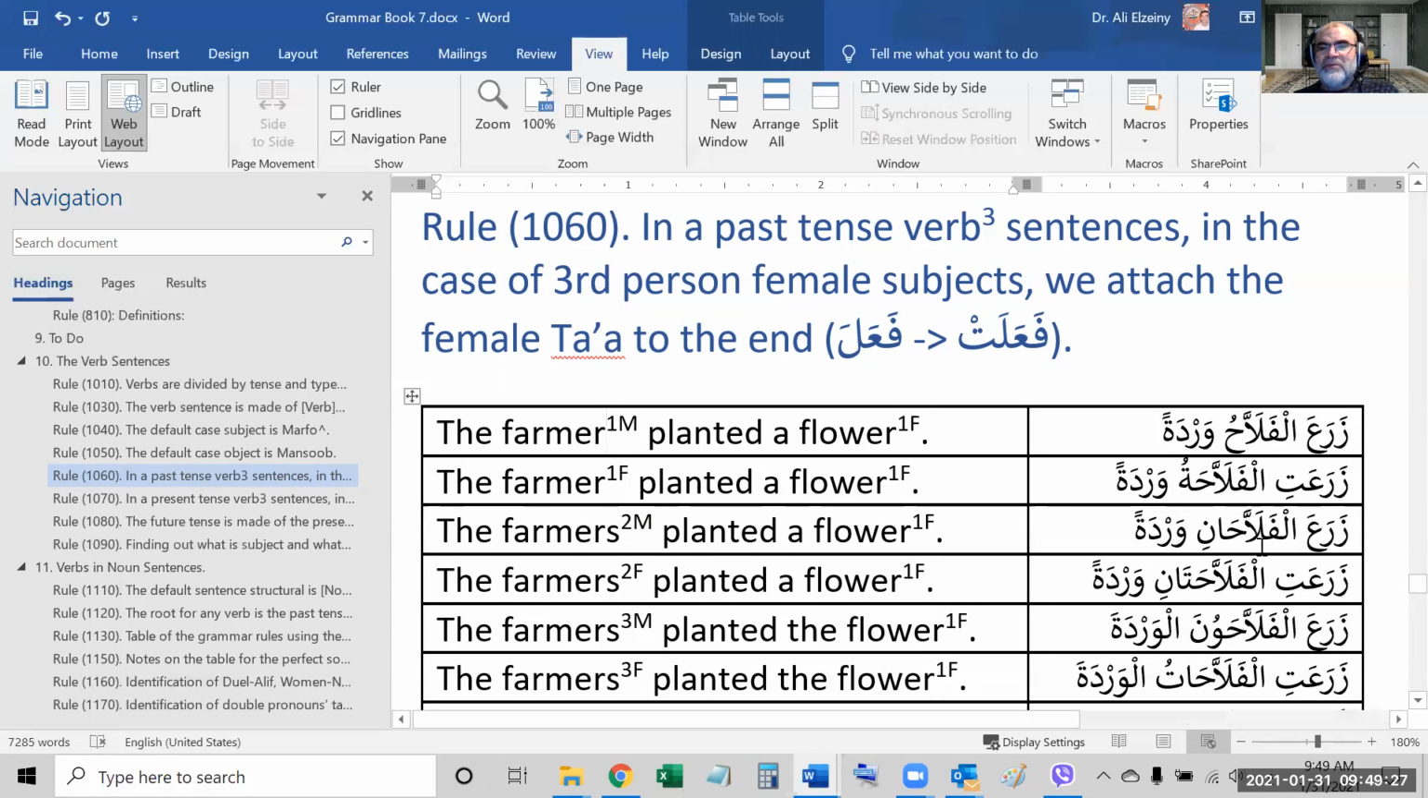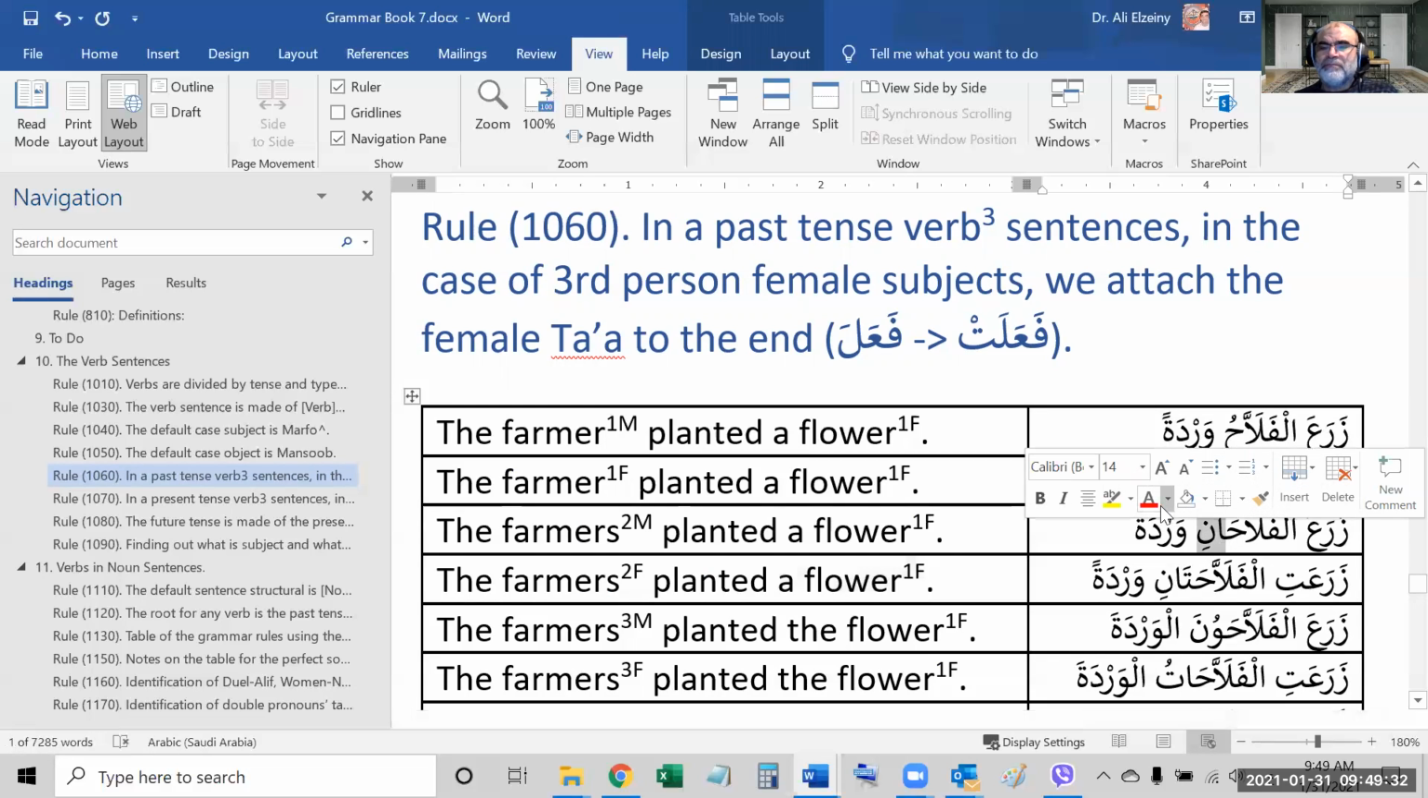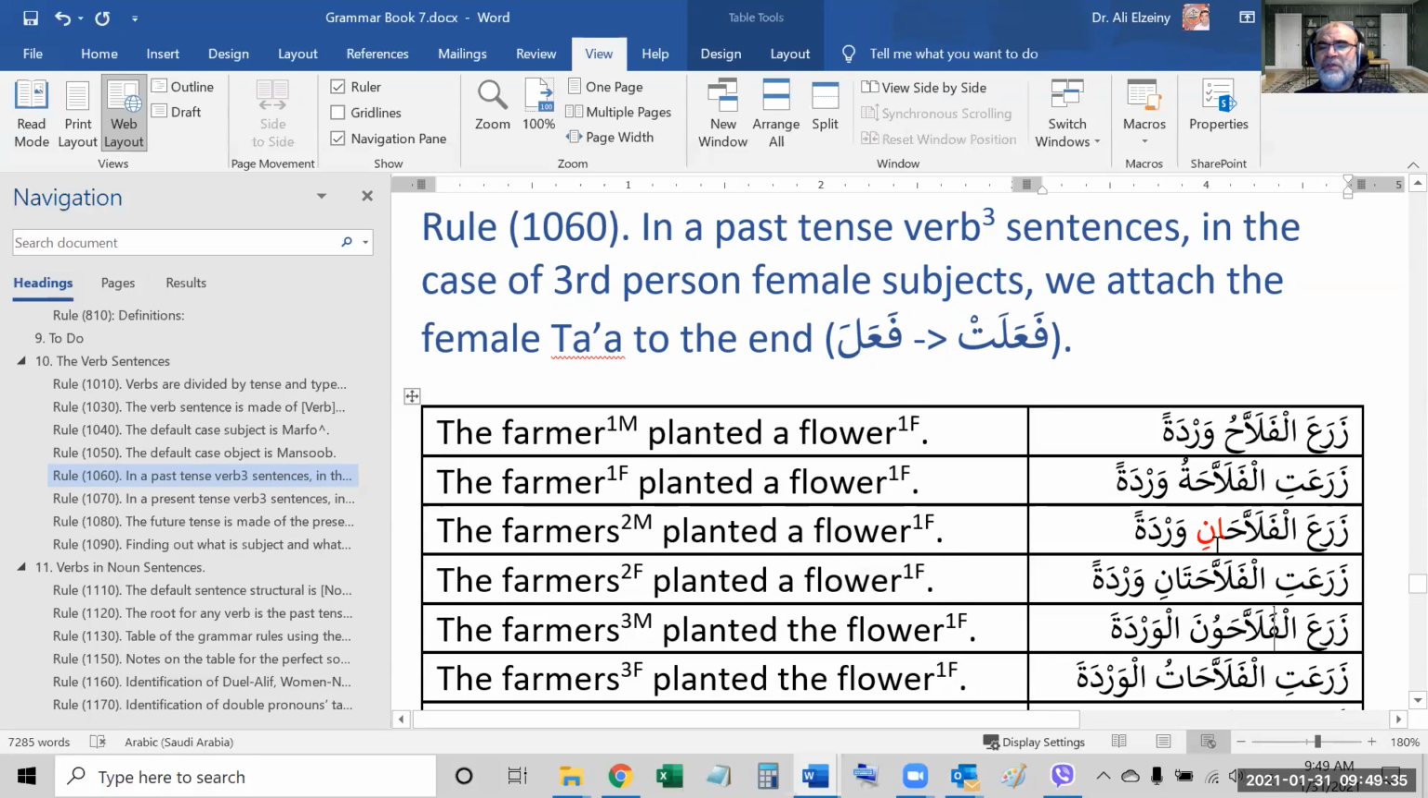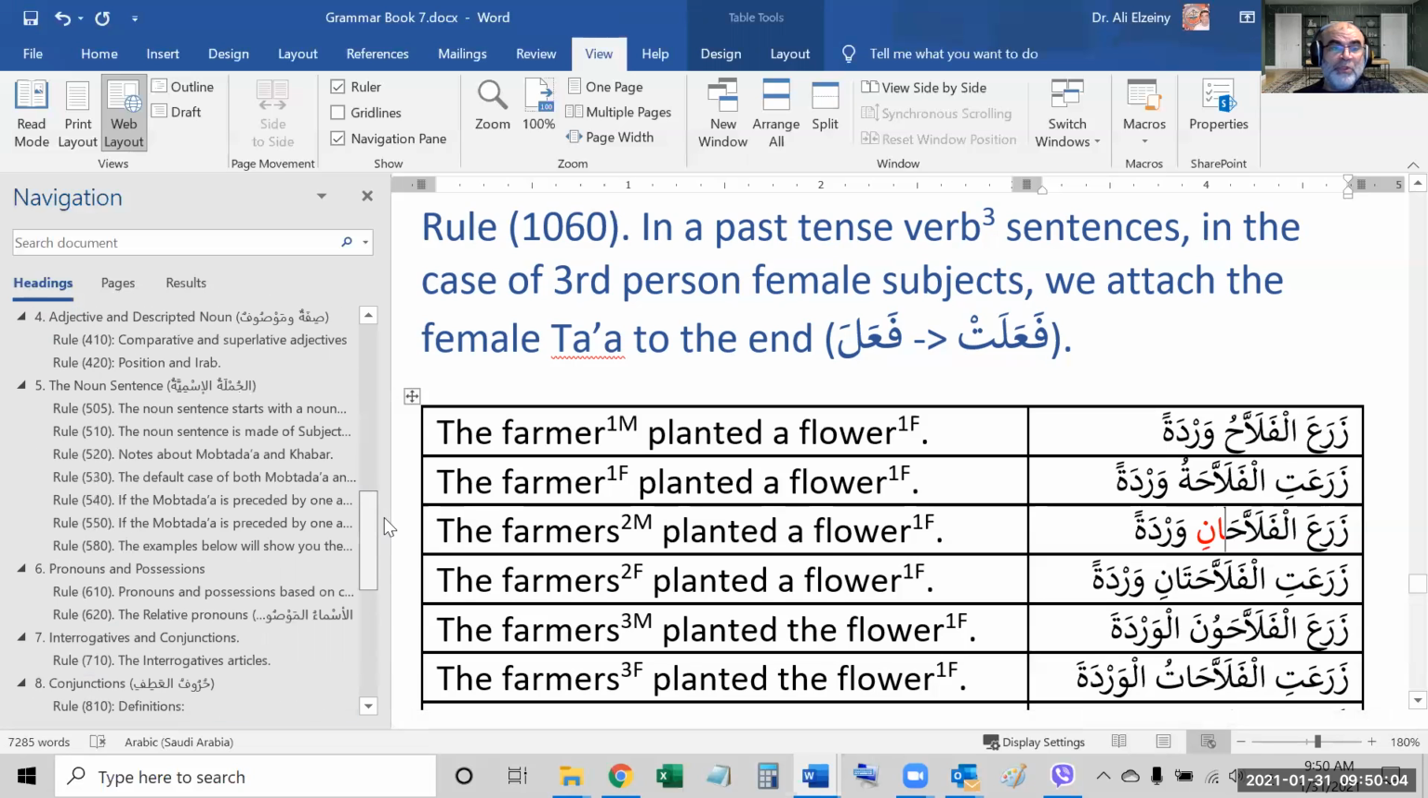And we know to change from 1M into 2M, all you need to do is just add alif noon. When you add alif noon, okay, now it becomes dual, two males. So the only difference is this here. So زرع الفلاحان وردة. You might say this is مرفوع. So مرفوع means it's alif, because there are two possibilities. You can say الفلاحان or الفلاحين. Because it's مرفوع, we do choose the alif.